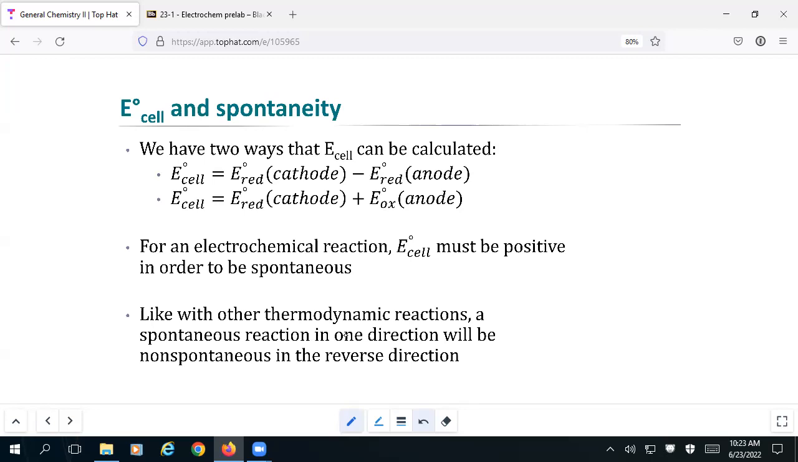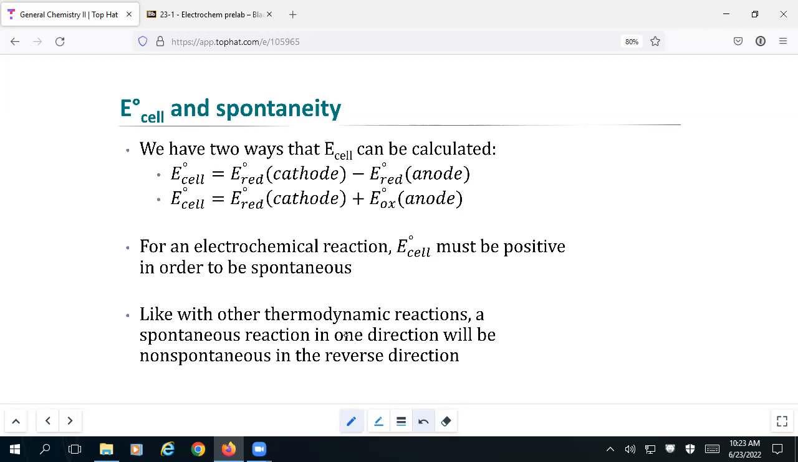So when it comes to calculating cell potential, there are two ways that we can go about doing it. If we are just looking at the reduction potentials, and we can identify the cathode and the anode, then we do just that. We just take the E cell at the cathode, subtract the E cell of the anode, and we go on with it.